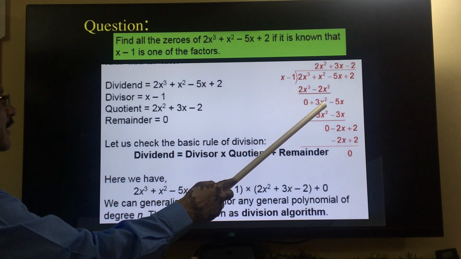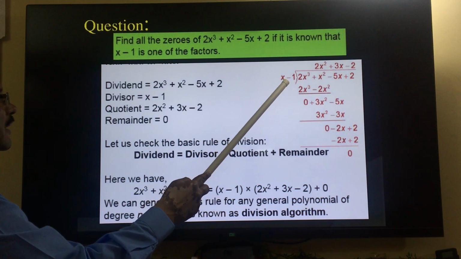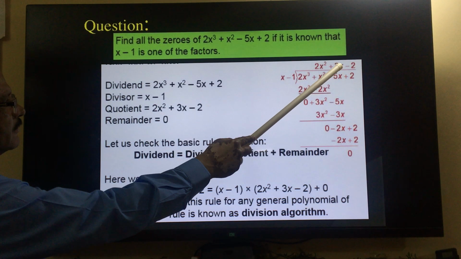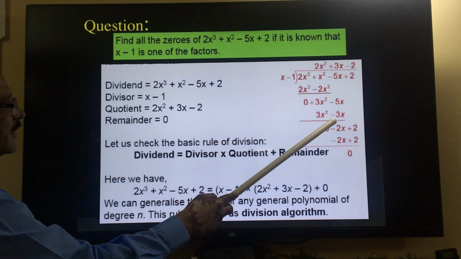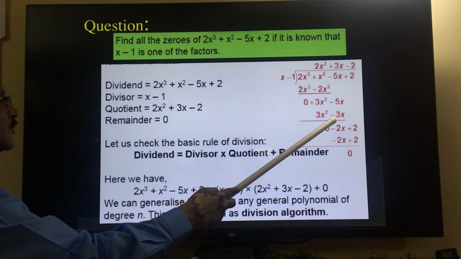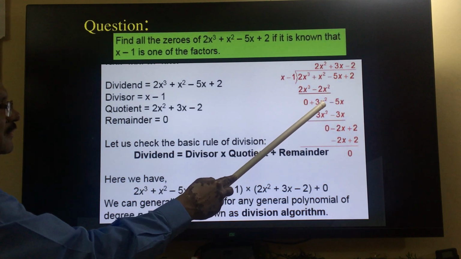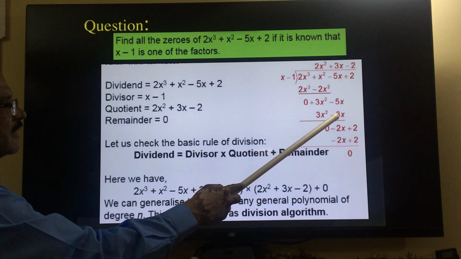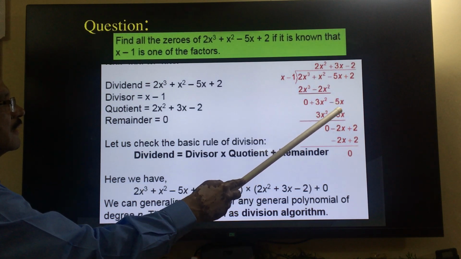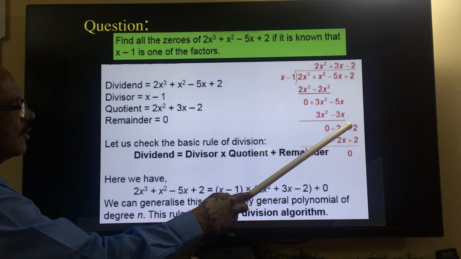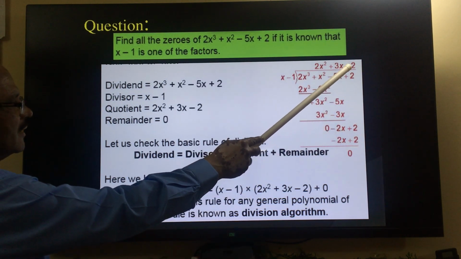Now again we will divide the first term of this by x. So it will go 3x times, and by this we will multiply both the terms. So we will get 3x square minus 3x. Now we will change the sign to subtract, and after changing, 3x square minus 3x square cancel. This sign will change, it will become plus, and we will get minus 2x plus 2. Now we want minus 2.